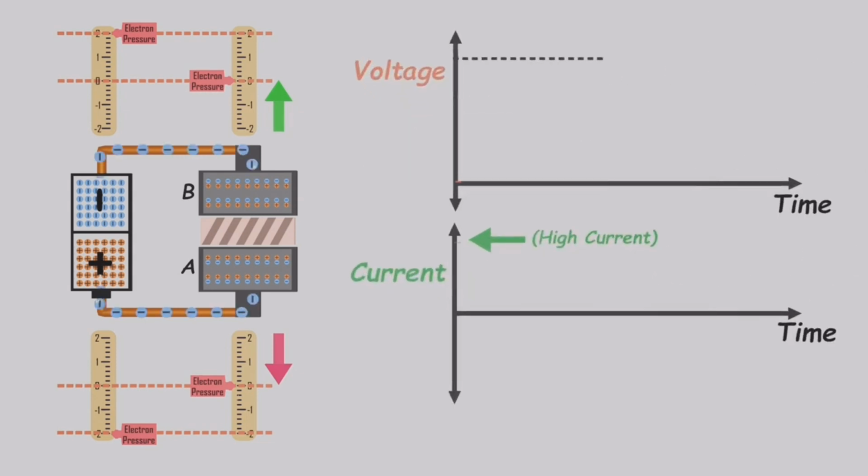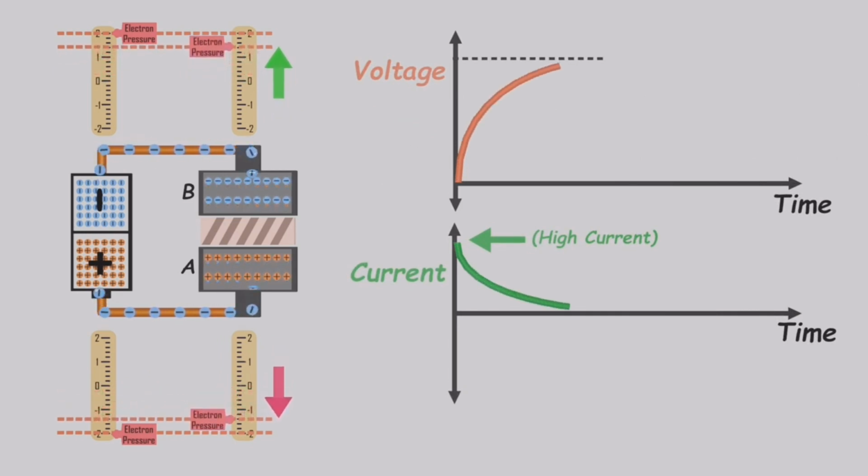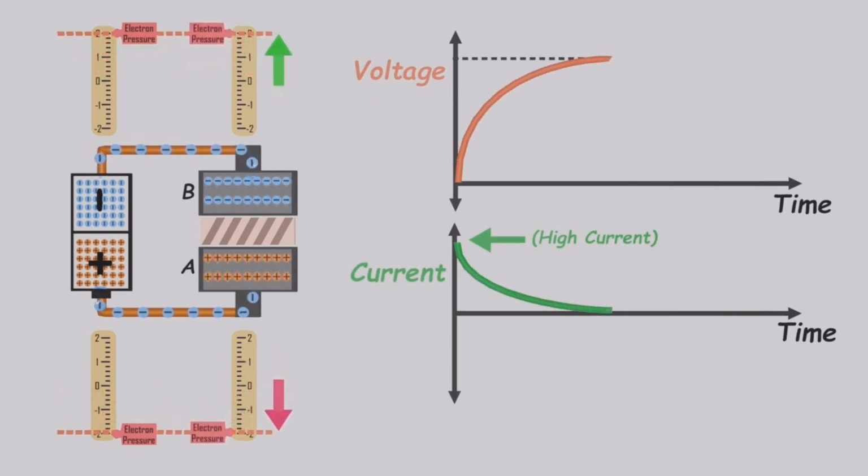This clarifies why the voltage difference between the two plates begins at 0 and gradually increases. It also explains why the current decreases over time and eventually reaches 0. It's important to note that as electrons move, the battery's voltage undergoes a slight change, but this alteration is minimal and can be disregarded compared to the capacitor's voltage change.